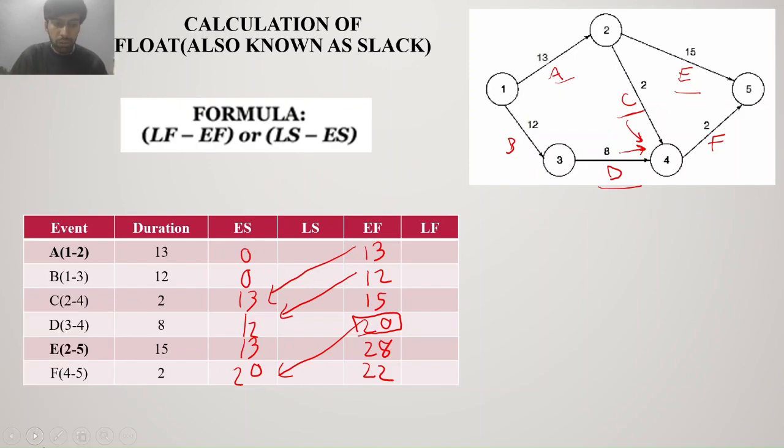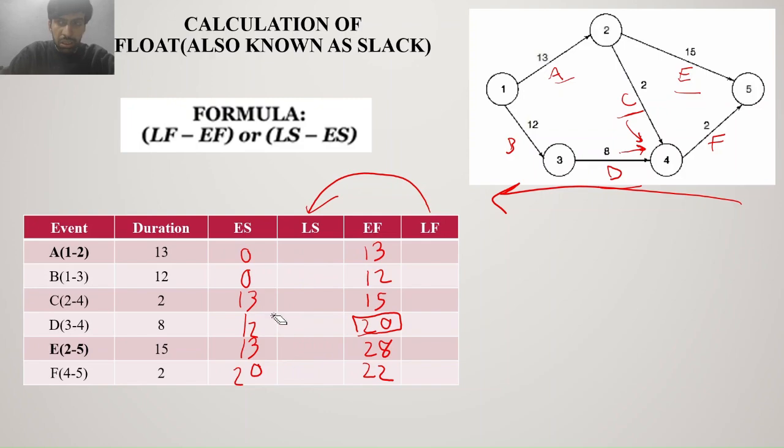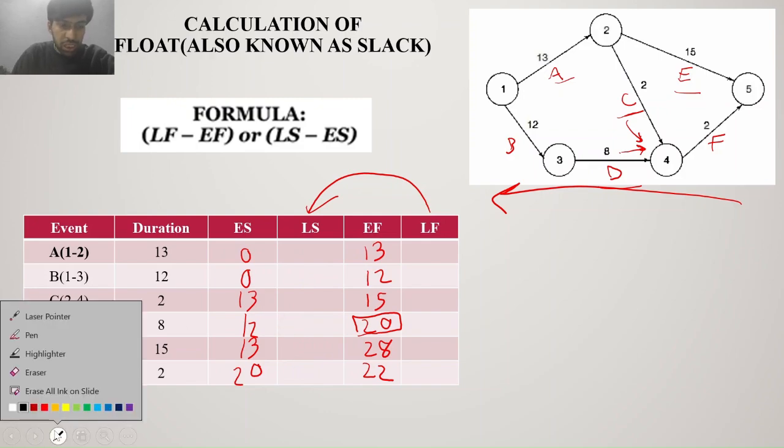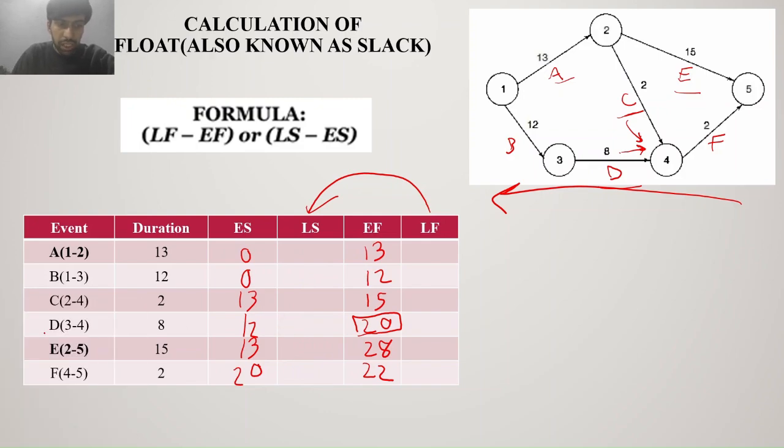Now we go with the backward pass, we go in reverse. So we start at the end and go to the start. We use the latest finish time to find the latest start time. It's in reverse order. So what we will do first is look at the last activity, the last event. If you see, 5 is the end. So activities E and F are the last.